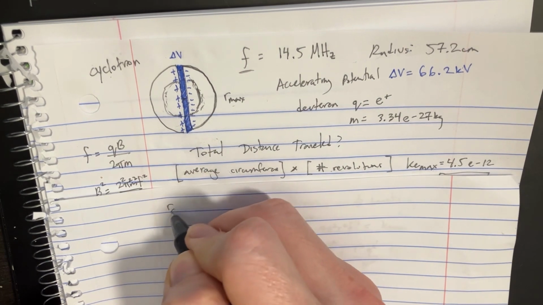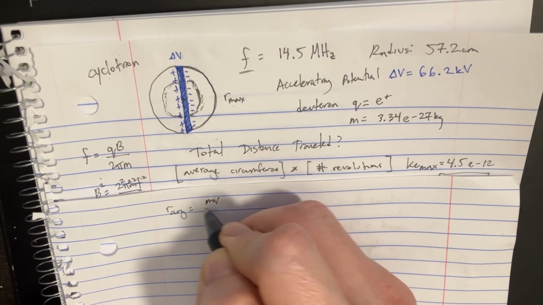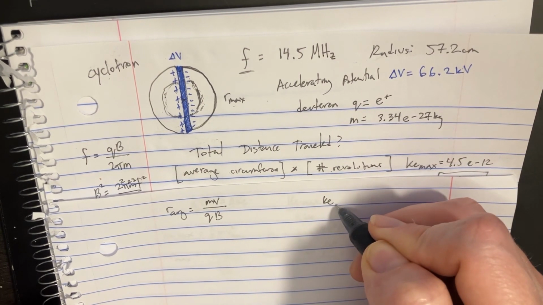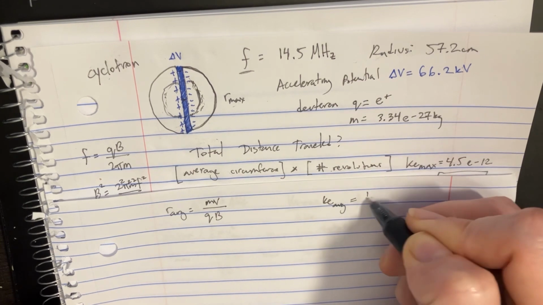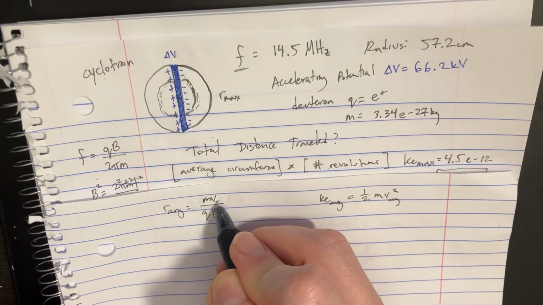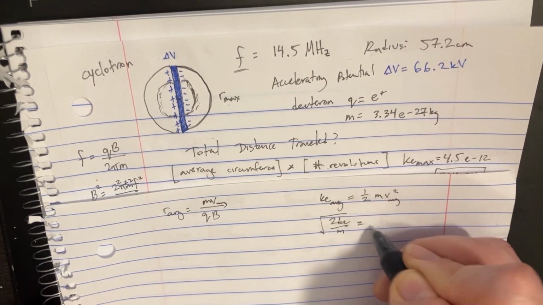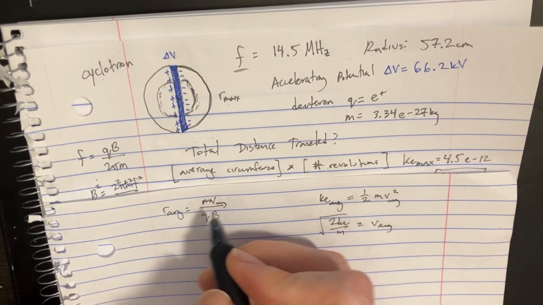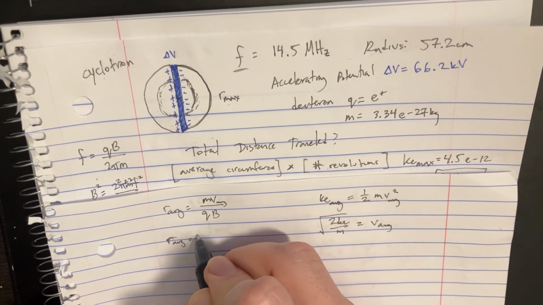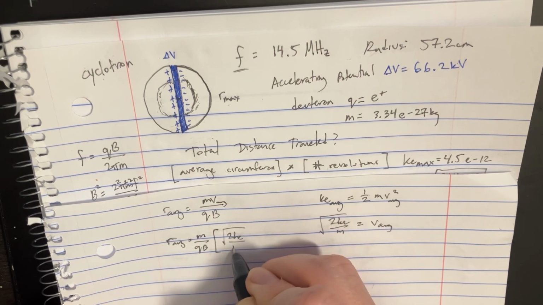So let's start with the R average, which should be mv over qB. And then we're also going to realize that if we're looking for the KE average, we're going to use 1/2 mv squared average. So we can plug this in here by saying the square root of 2 KE divided by m is the V average. We'll put that in there, and we'll get that the R average is equal to m over qB times the square root of 2 KE over m.